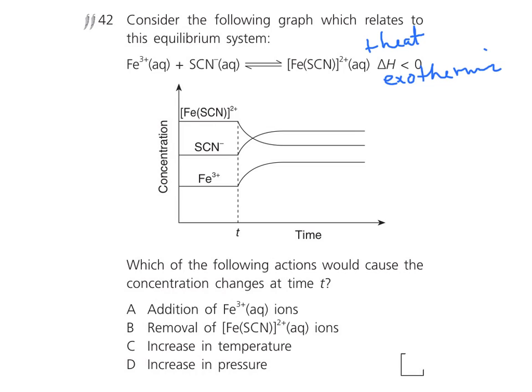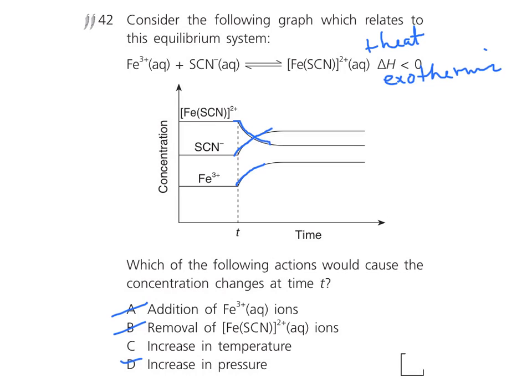Well, we see that the iron is slowly increasing, the thiocyanate is slowly increasing, and the iron thiocyanate is decreasing. The fact that there was no sudden change, nothing rapidly increased or rapidly decreased, tells me that nothing was just injected or removed, so adding or removing doesn't look possible. Nothing here is gaseous, so pressure will not be affecting anything.